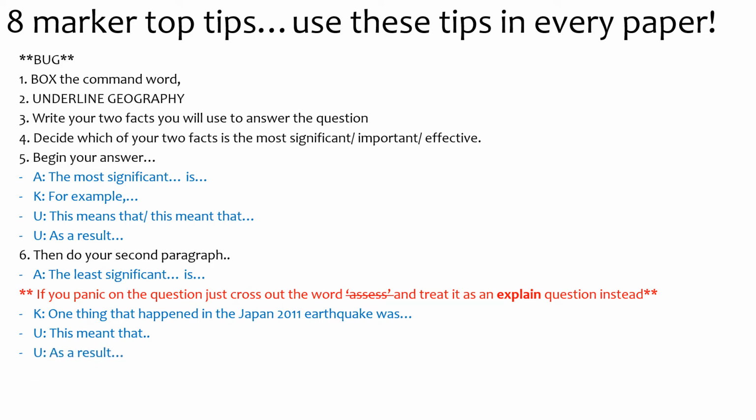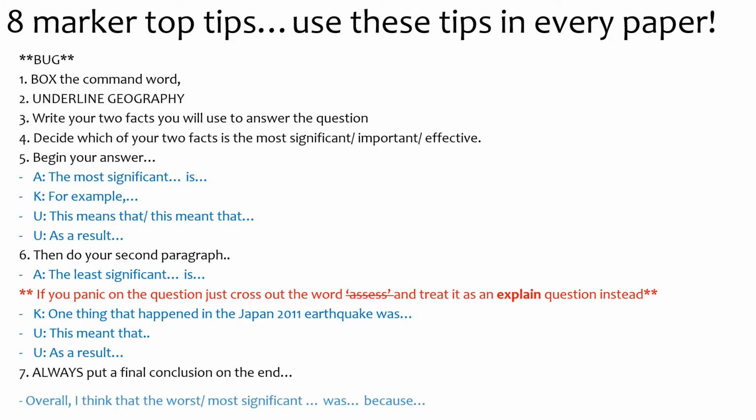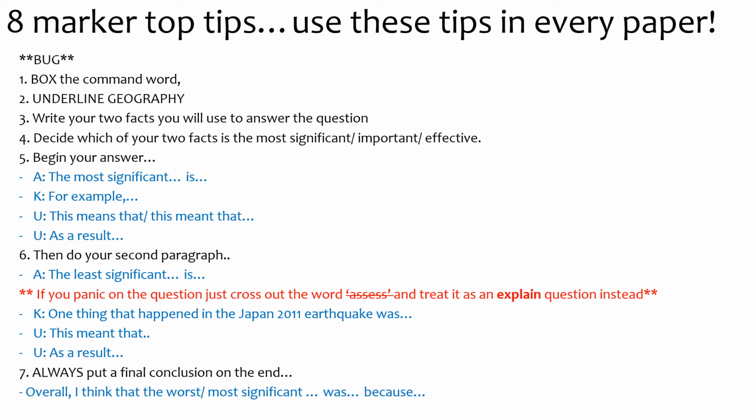And if you do that twice, and then on the end you put a little conclusion saying, overall I think that the worst impact was, or overall I think the worst response was, you're going to easily get yourself at least 4 out of 8. 4 out of 8 is 50%. 50% is easily a grade 5 if you do that the whole way through these papers. So don't stress yourself out with worrying about the significance aspect. If you can't do that, just do a fact, double develop it, put a conclusion on the end.